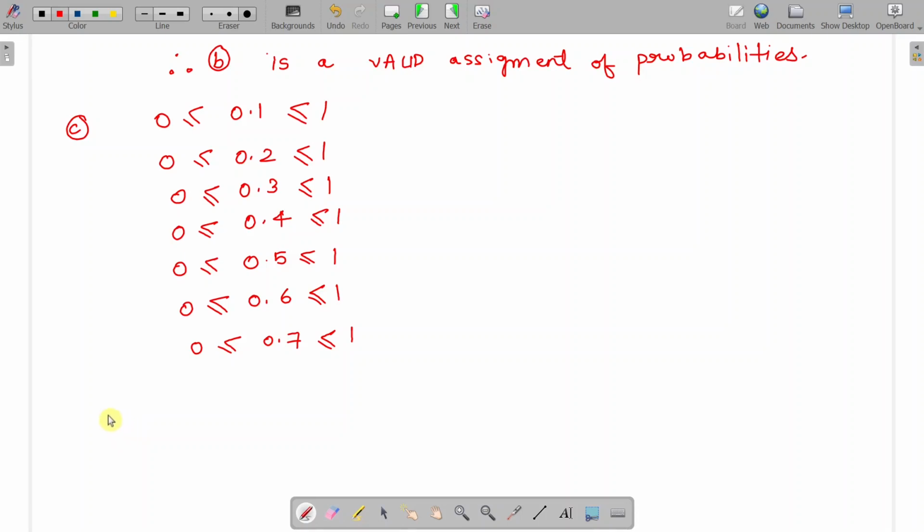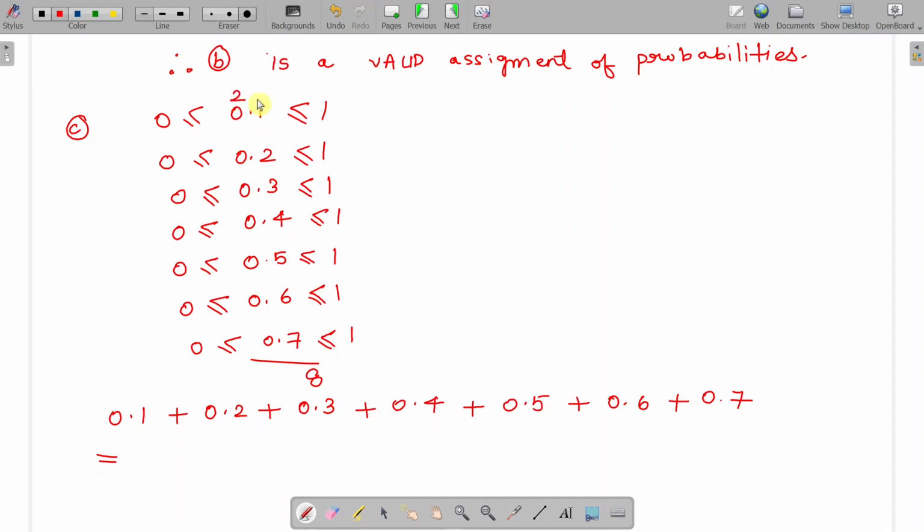So all the probabilities are between 0 and 1. Now we have to look at the sum of all the probabilities. So that means 0.1 plus 0.2 plus 0.3 plus 0.4 plus 0.5 plus 0.6 plus 0.7. Okay. So this is equal to, let us check. Here we can add 1 plus 2 is 3, 3 plus 3 is 6, 6 plus 4 is 10, 10 plus 5 is 15, 15 plus 6 is 21, 21 plus 7 is 28. Okay. Then 2 here and the point. So what we get is 2.8, right? Which is not equal to 1.